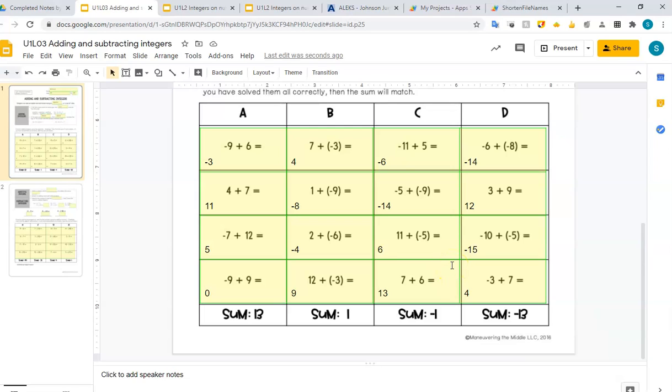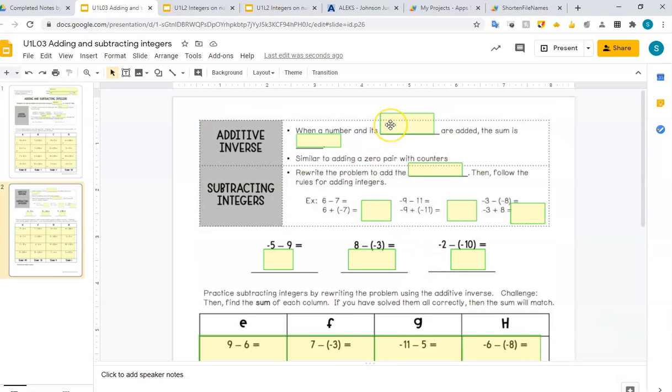And again, all that work should be in your notebook. You should be writing whether they're opposite. You should be circling the term that tells you the sign. And let's go ahead and look at the next one.